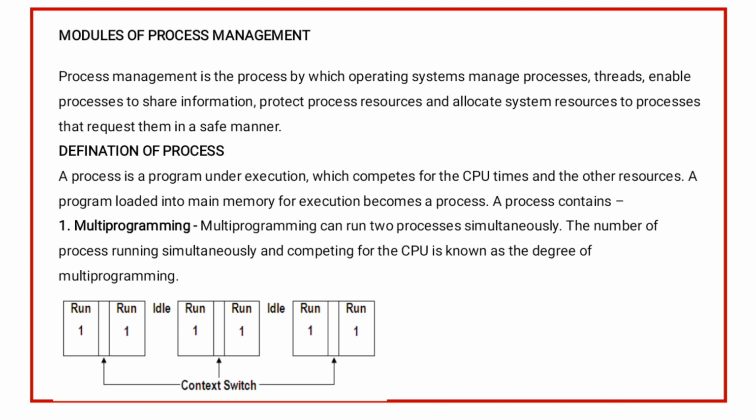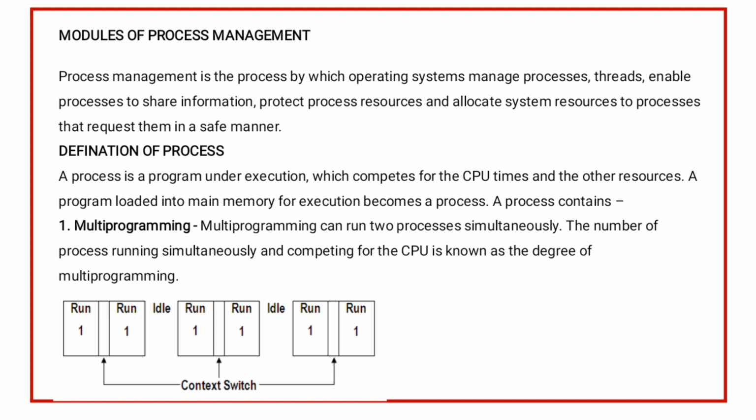It contains multi-programming. Multi-programming can run two processes simultaneously. The number of processes running simultaneously and competing for the CPU is known as the degree of multi-programming. Consider if process 1 waits on input output, the CPU executes process 2 and vice versa. That is, the CPU processes some process to execute. In such a case, time is lost in turning attention from process 1 to process 2.